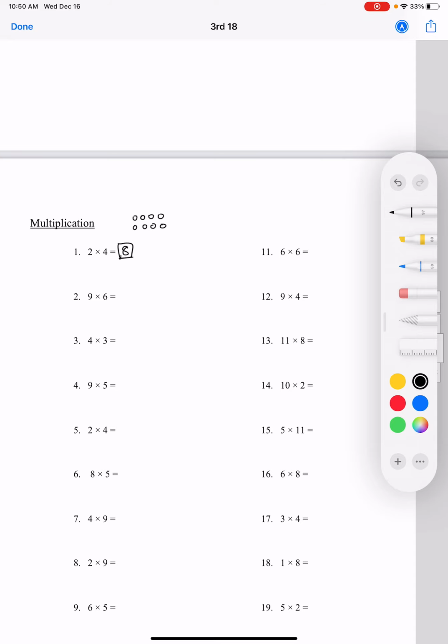9 times 6 would be the same thing as 9 groups of 6 or 6 groups of 9. I'll do 6 groups of 9. So 1, 2, 3, 4, 5, 6, 7, 8, 9, and I repeat that for each group.